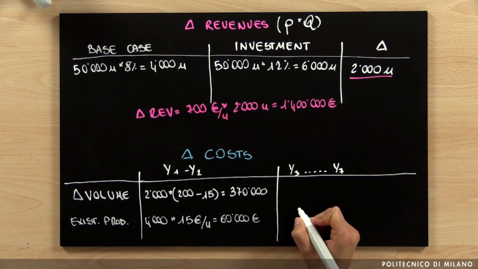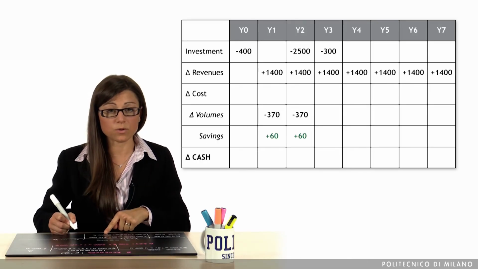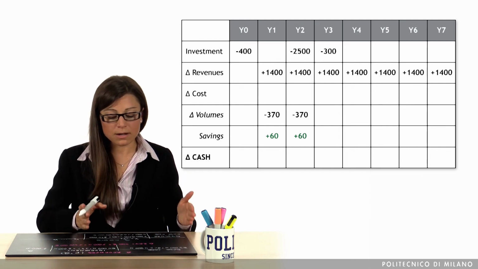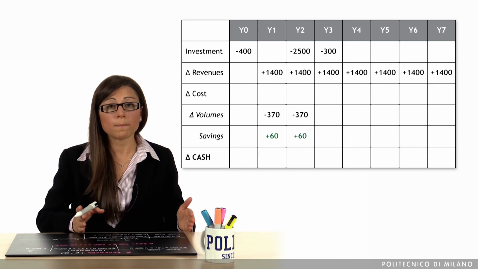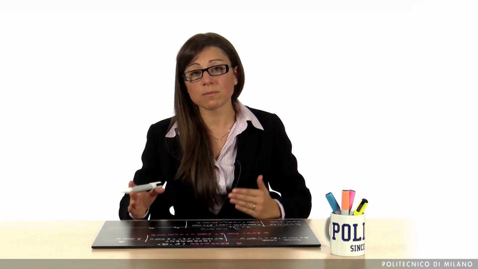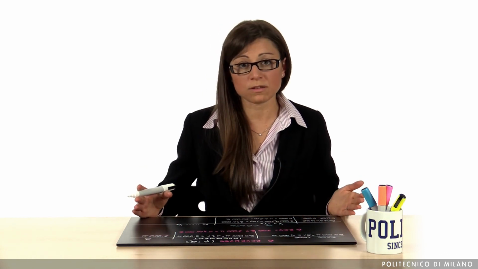Given that this is a savings, the impact on the cash is positive, so we can consider this value in our schema with a plus. And this is what happens in the year number 1 and in the year number 2 because of this investment in product redesign. We need now to do the same calculations by considering the impact in the moment in which the new machine is introduced.